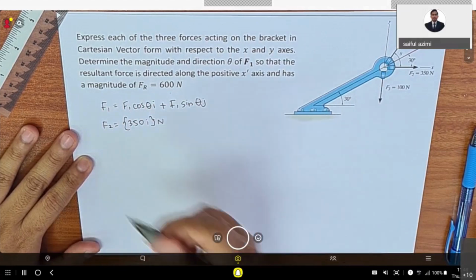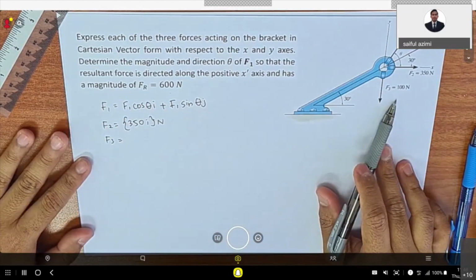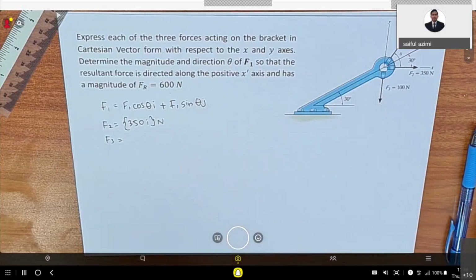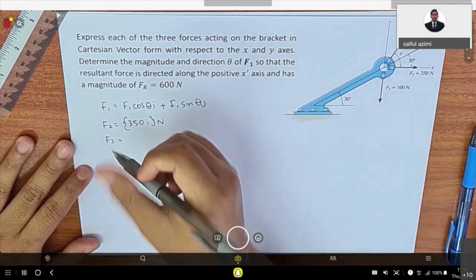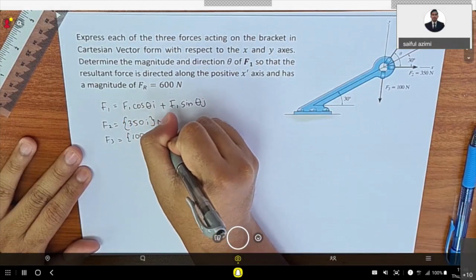So what is F3? What is the value of F3? This is F3. 100j Newton, sir. Yes, F3 is 100j Newton.